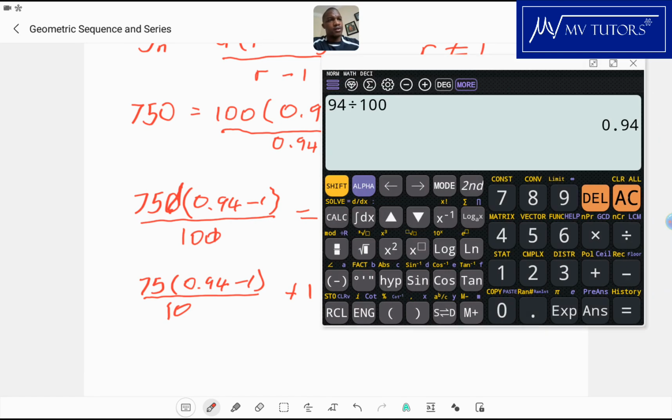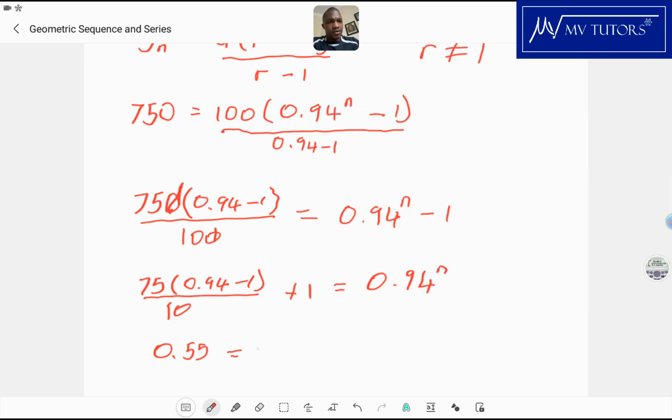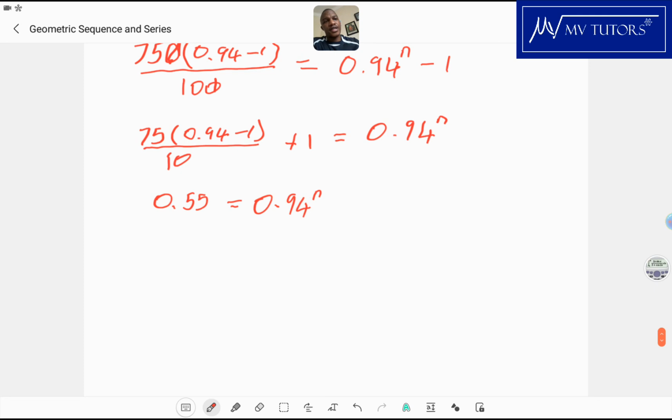Let's put this whole thing in a calculator now. You can put 75, open the brackets, 0.94 minus 1, close the brackets, come down, divide by 10, and then we add 1. We get 0.55. So 0.55 is equal to 0.94 to the power n. What I really want to solve for is n.